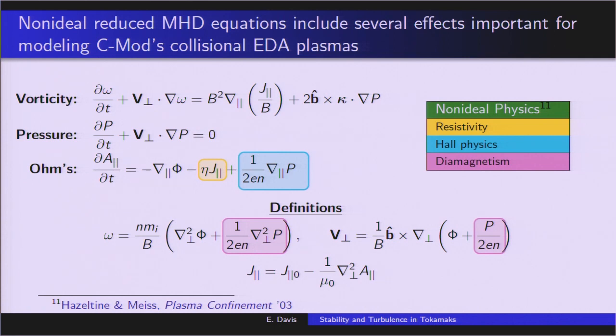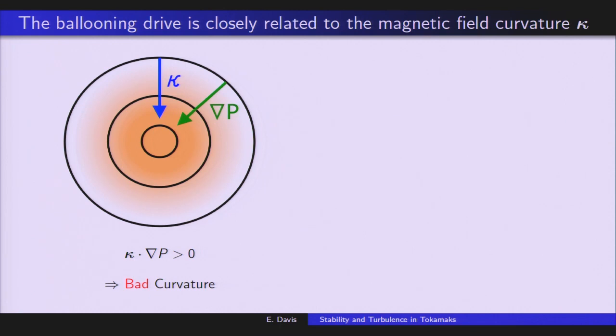Just to walk you through these equations real quick, this is a vorticity equation, and it tells you the evolution of the vorticity is governed by two terms. This peeling drive we had talked about before, driven by currents, and a ballooning drive driven by pressure gradients. And it turns out in CMOD, the pressure gradients are actually the most important drive for instability. The pressure evolution is just a simple advection by plasma velocity, and you have this Ohm's law, which includes a lot of the non-ideal effects.